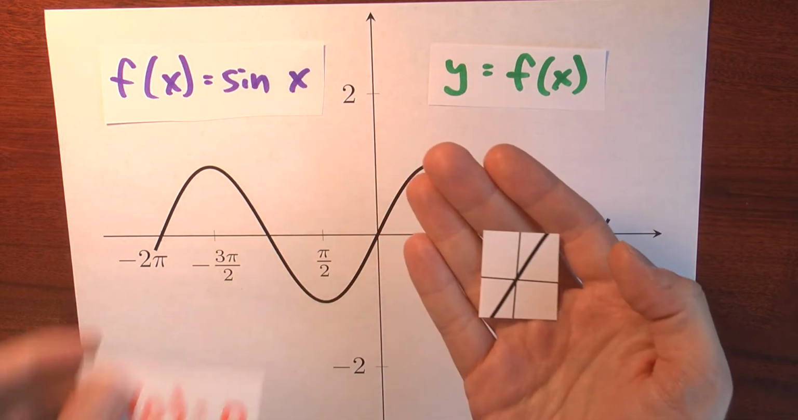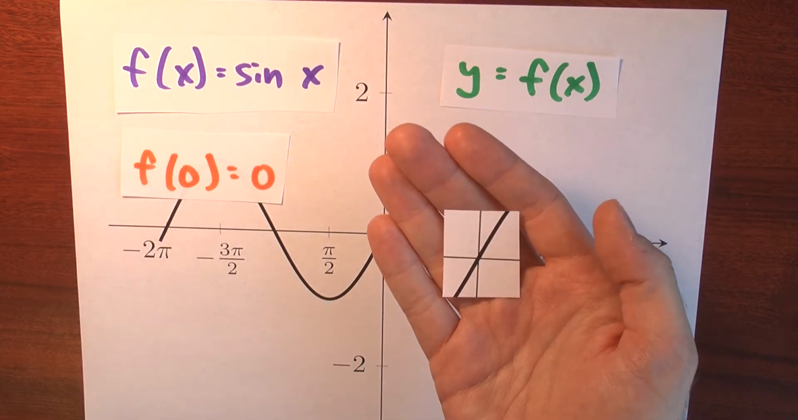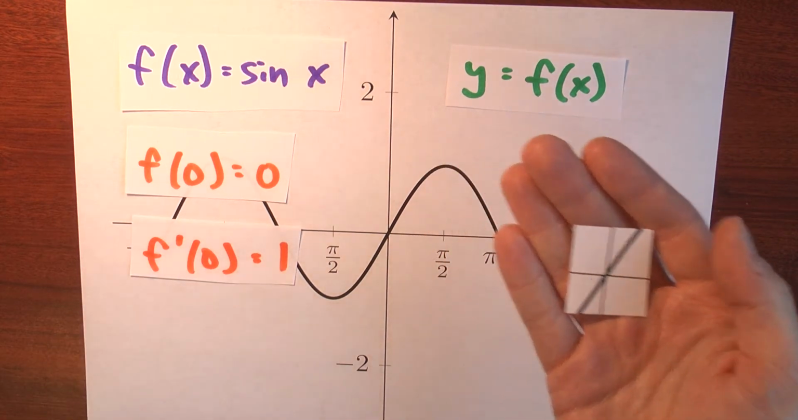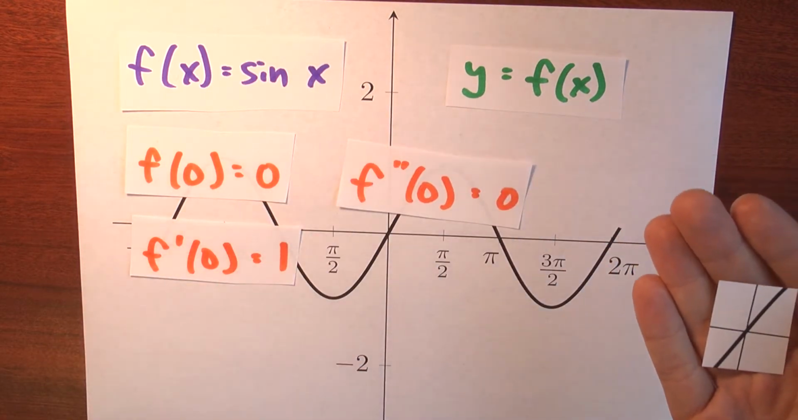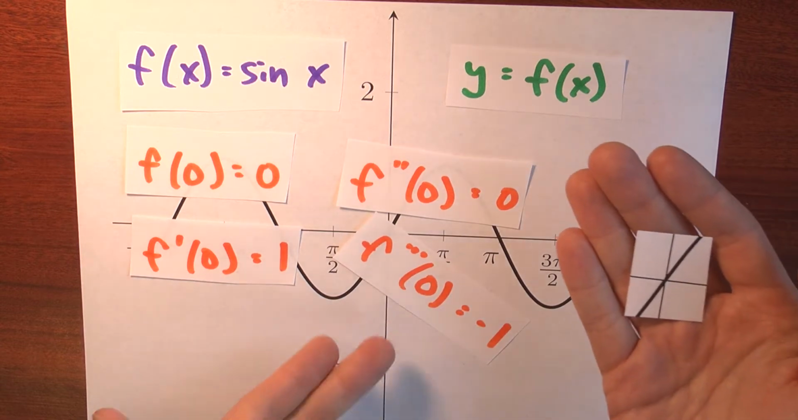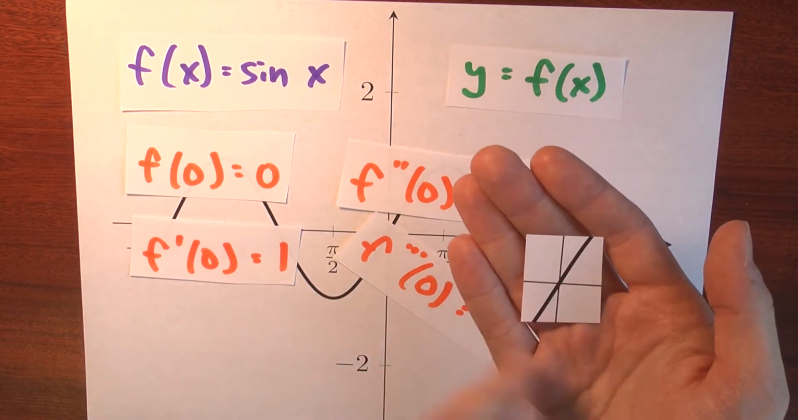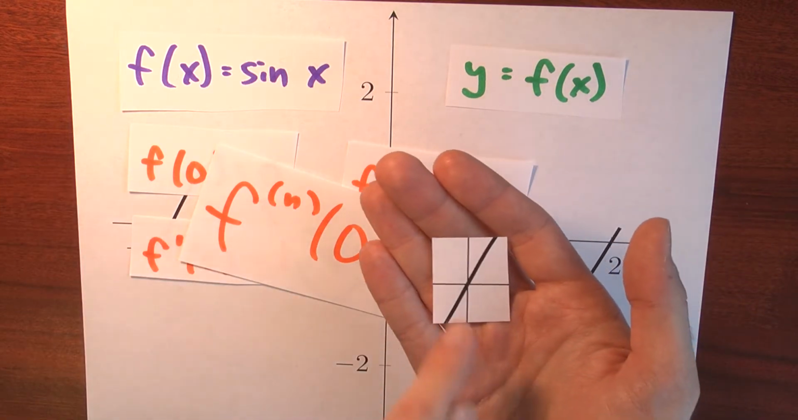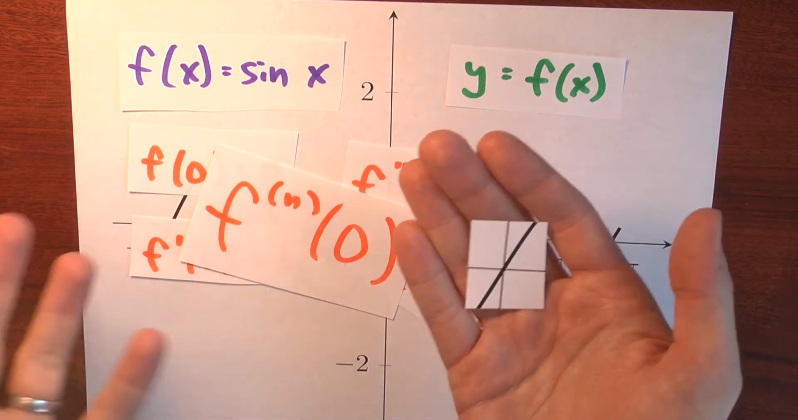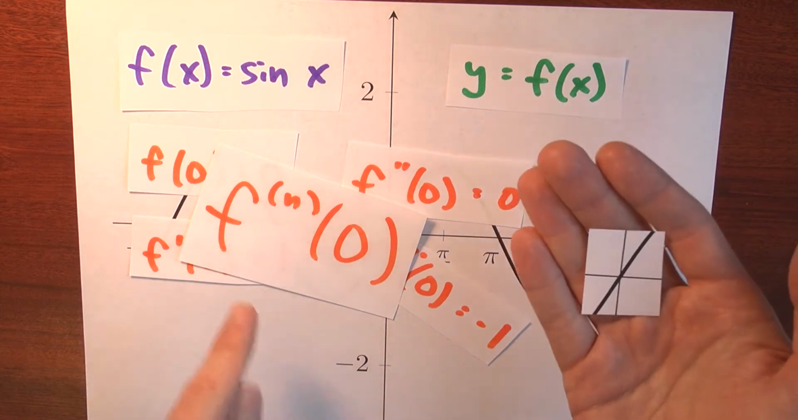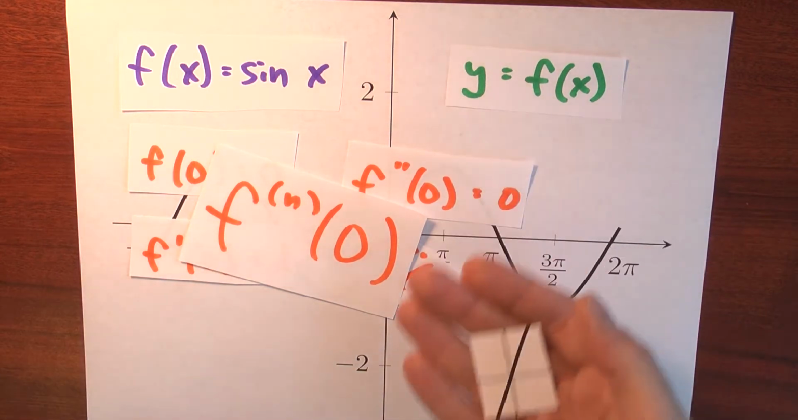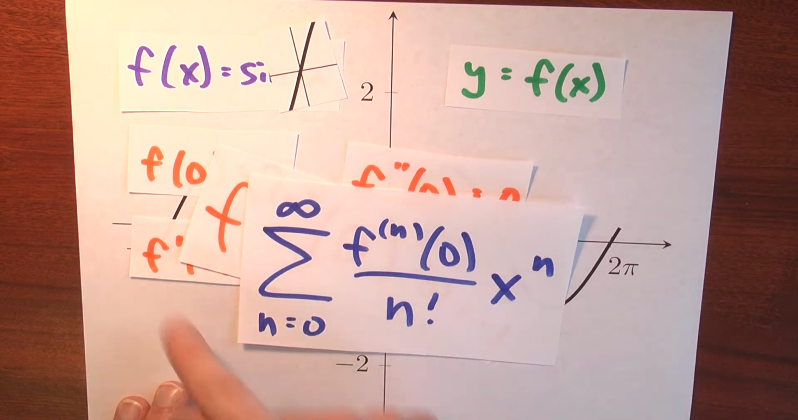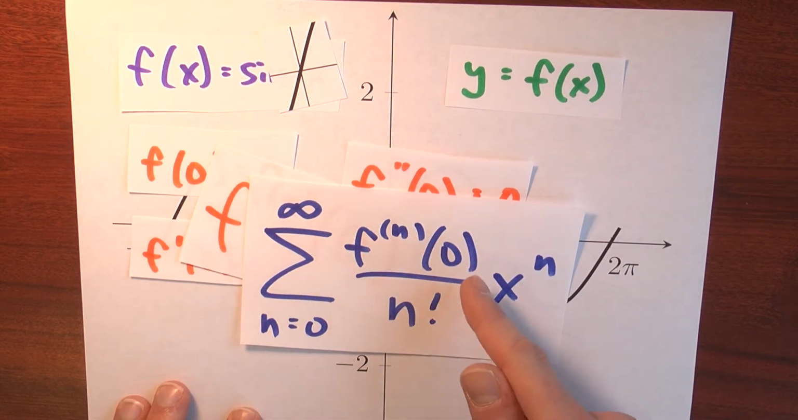Well, if I look around the origin, I can figure out the value of sine at the origin. I can figure out the derivative of sine at the origin. I can figure out the second derivative, the third derivative of sine just by looking at this little tiny piece of the graph. I can figure out all of the derivatives of sine, and if I can calculate all the derivatives of sine, that means that just by looking at that piece, I can write down the Taylor series for sine at 0.